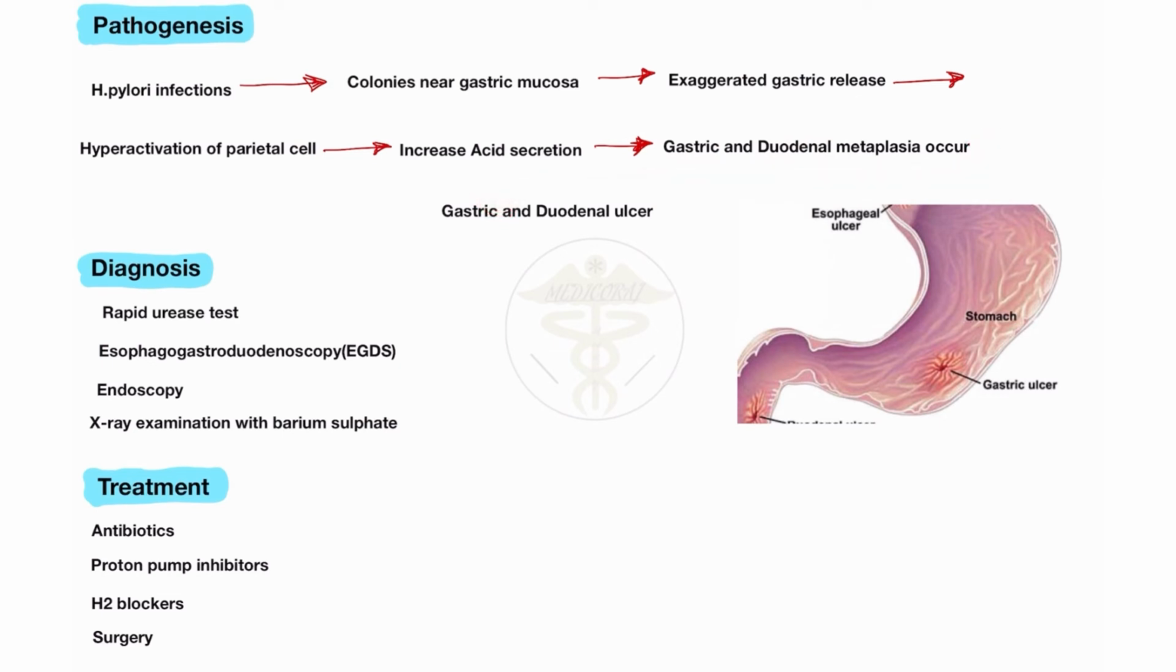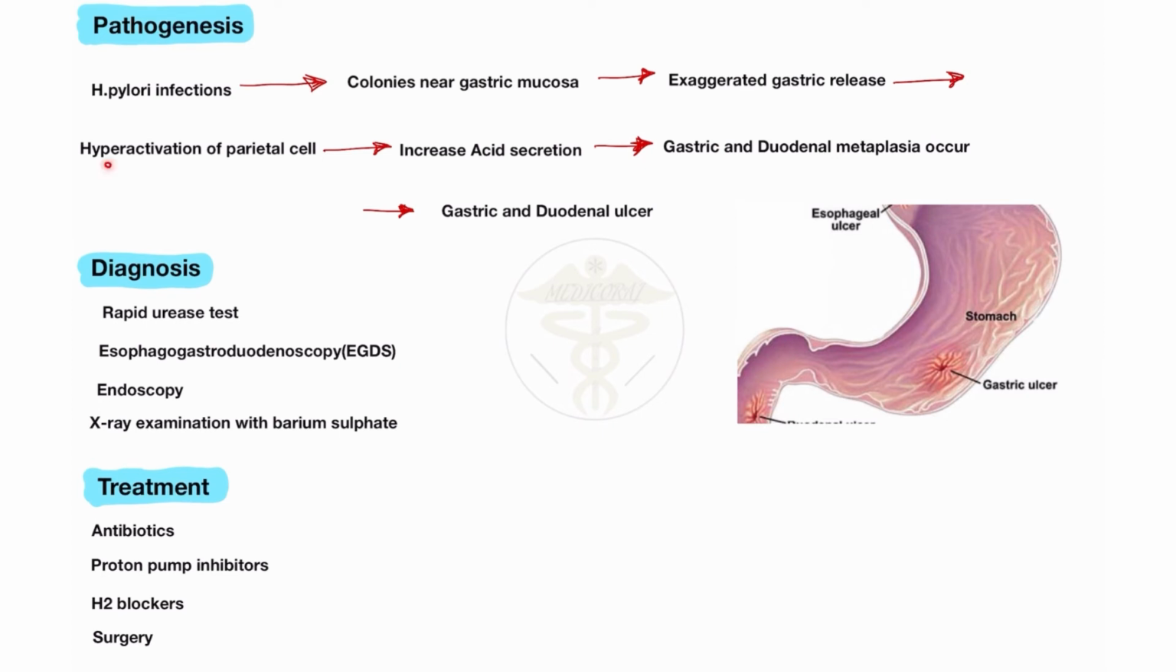So this is the pathogenesis of Helicobacter pylori bacteria in the duodenum or in the stomach. First of all, Helicobacter pylori infection occurs in the patient's stomach or duodenum, then it forms colonies near the gastric mucosa. The gastric mucosa layer is present in the duodenum and stomach. Then, after the release of gastrin and gastric juice, in both parts, in the case of a gastric ulcer in the stomach, and in the case of a duodenal ulcer in the duodenum.